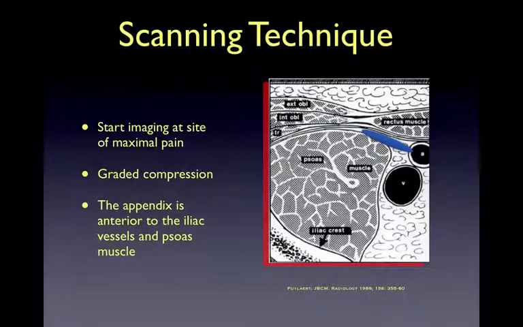Whenever possible, you should ask the patient where it hurts the most and start your scanning from there. In order to visualize potential appendicitis, graded compression technique should be used. In other words, slow and steady pressure should be applied via the ultrasound probe onto the abdominal wall in order to displace the overlying bowel gas. Most commonly, the appendix is found anterior to the iliac artery and vein and the psoas muscles, indicated by the blue oval in the slide.